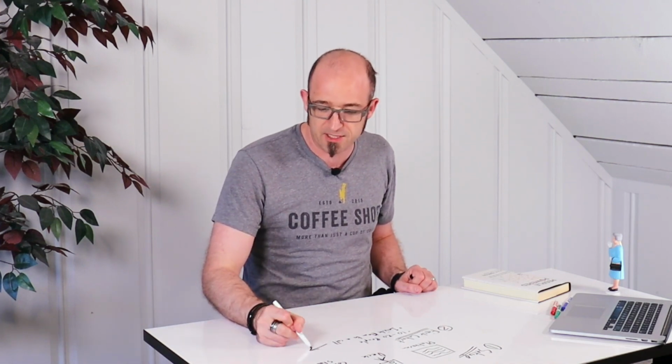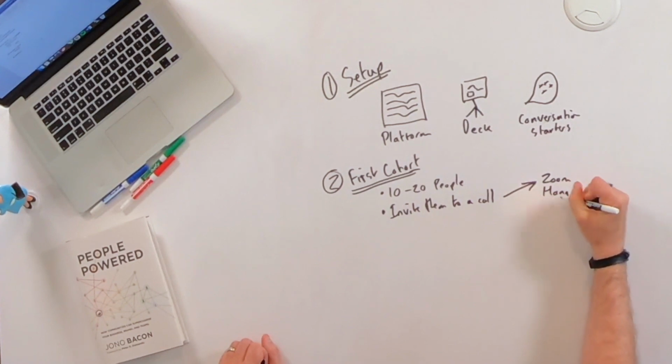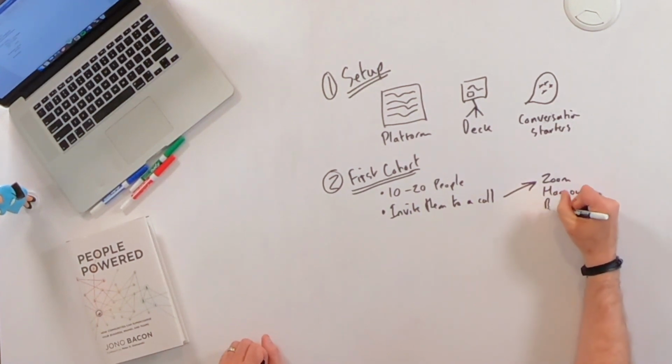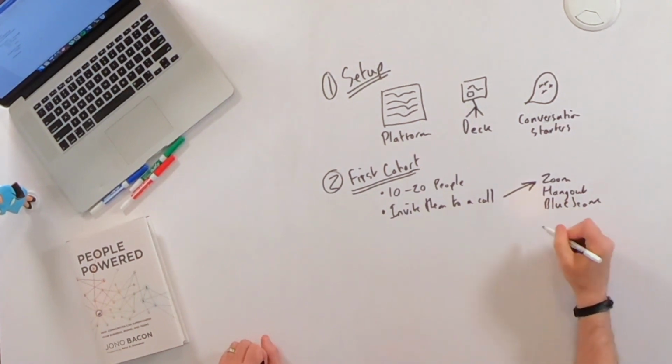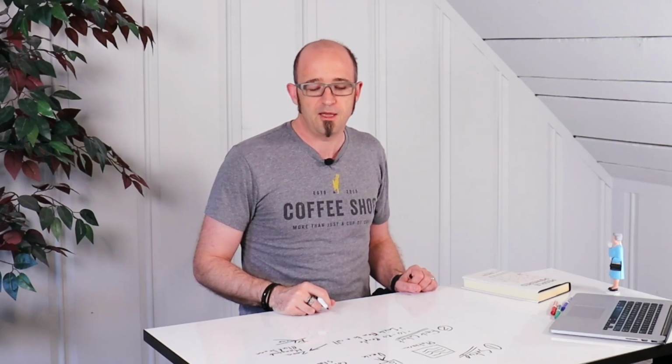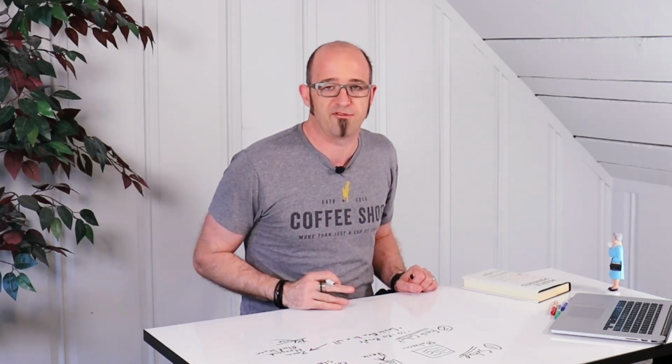Now, ideally, you want to do that in something such as Zoom or a Hangout or BlueJeans or whatever platform you've got. What you really don't want to do is do it on the phone, okay? Because you want to be able to show them the deck. So try to do it on a video platform if possible.